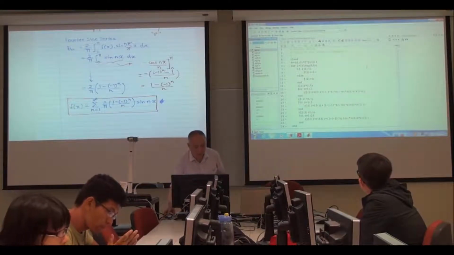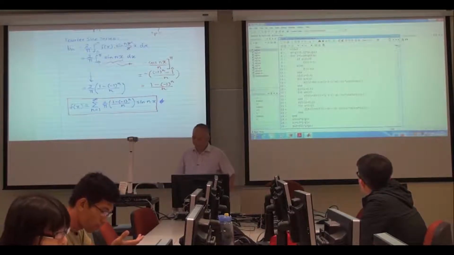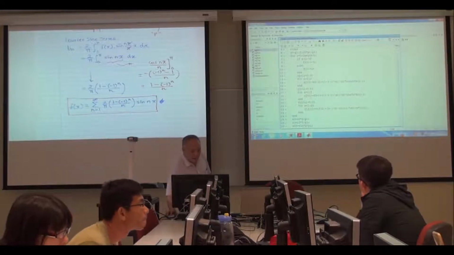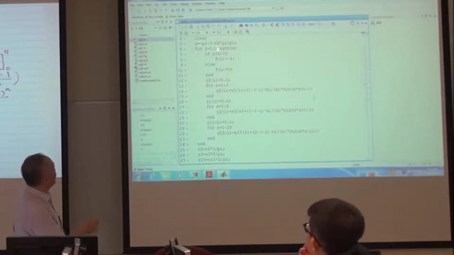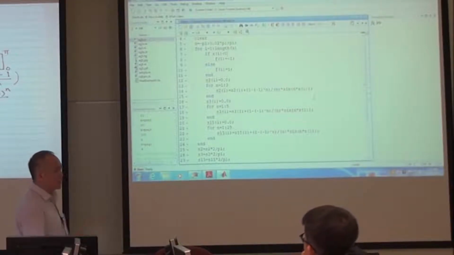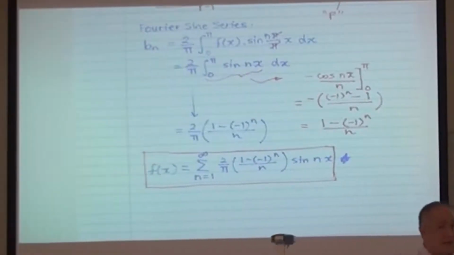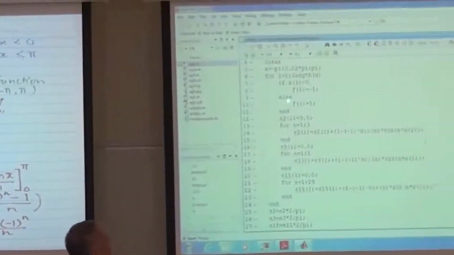This is my program that I've written out. So I find my x to be ranging from negative pi to positive pi in steps of 0.02 pi. Okay, that's line number 5. Then this whole part here is to find the function value, to find this one here. So that is my piecewise defined function, right?